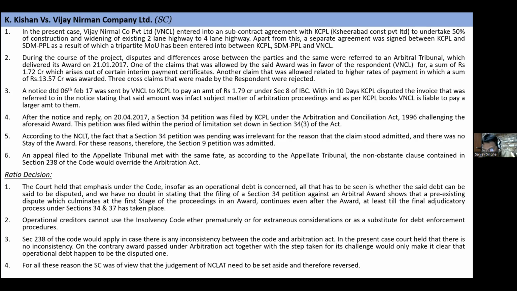K. Kishan is there in the 15th case law, but I have changed the sequence because Mobilex and K. Kishan are on the same aspect. So what is the background of K. Kishan versus Vijay Nirman?